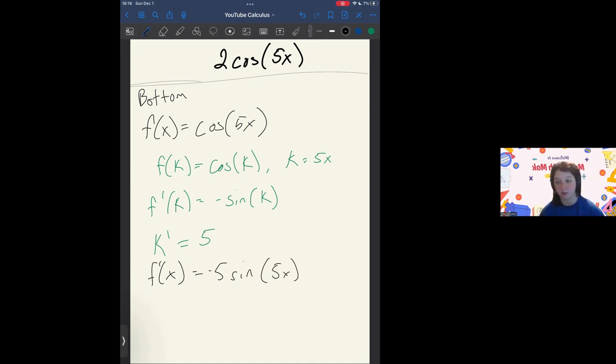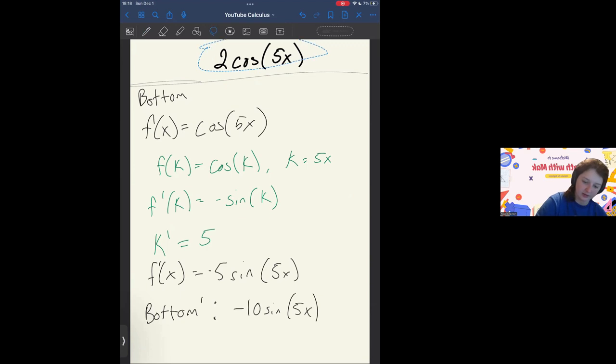So you may notice I didn't include that 2, because I don't have to, right? Because it doesn't have a variable, so it's just a scalar. And by scalar, I just mean that it multiplies it, right? So now I know that my actual bottom derivative is 2 times negative 5, which is negative 10 sine of 5x. So now let's go break all this down.